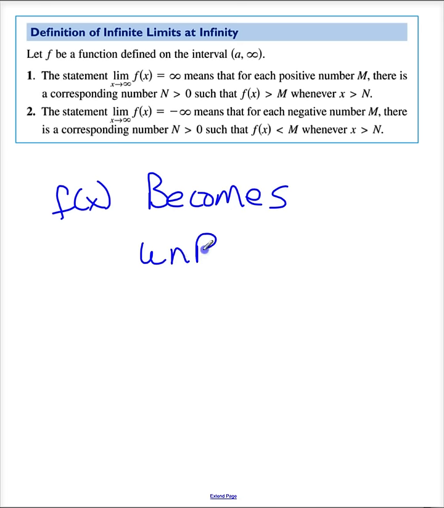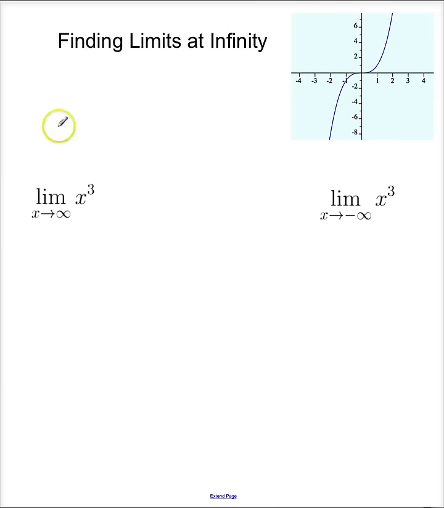Basically, all this means is f of x becomes unbounded. We are going to treat infinity like it's a number, even though it's really not, but it is a nice shorthand. Remember, all of mathematics is just a shorthand. So let's look at this function right here.